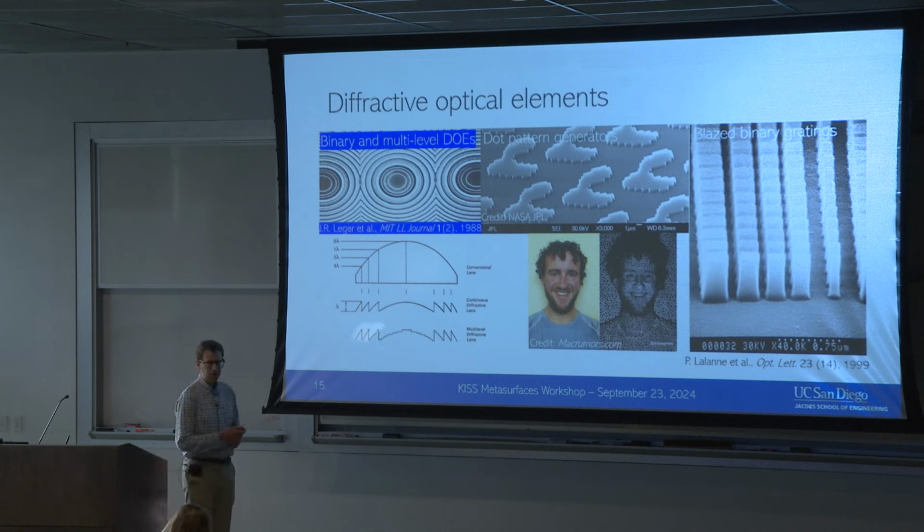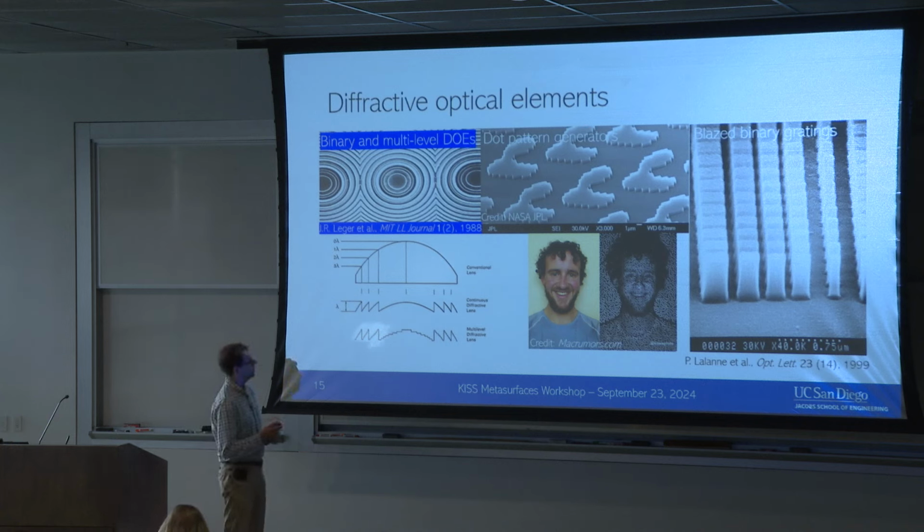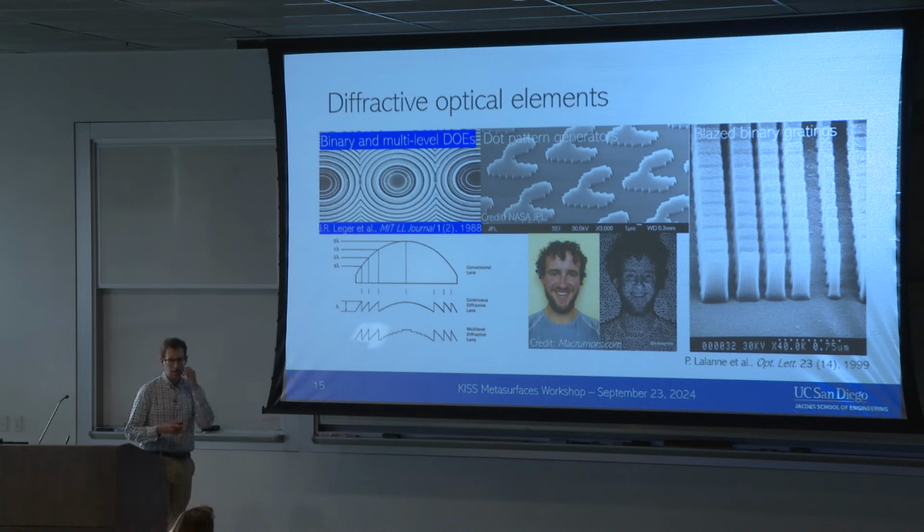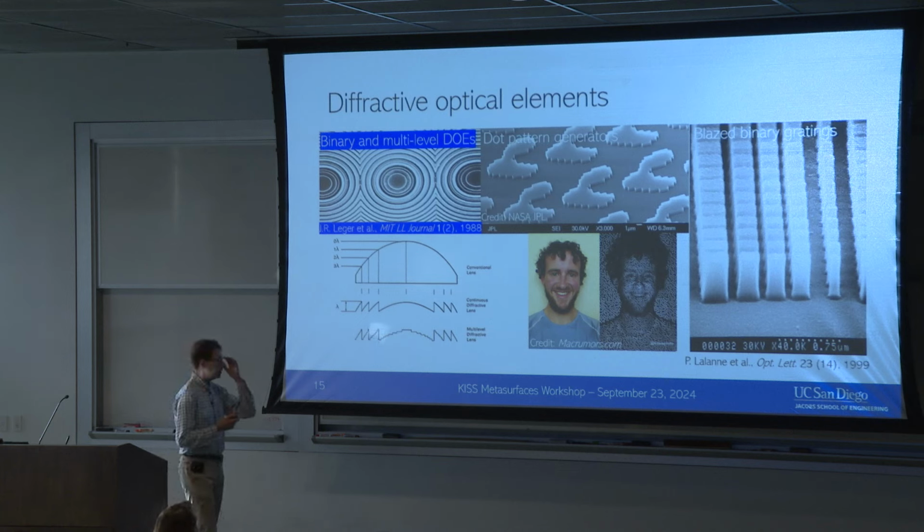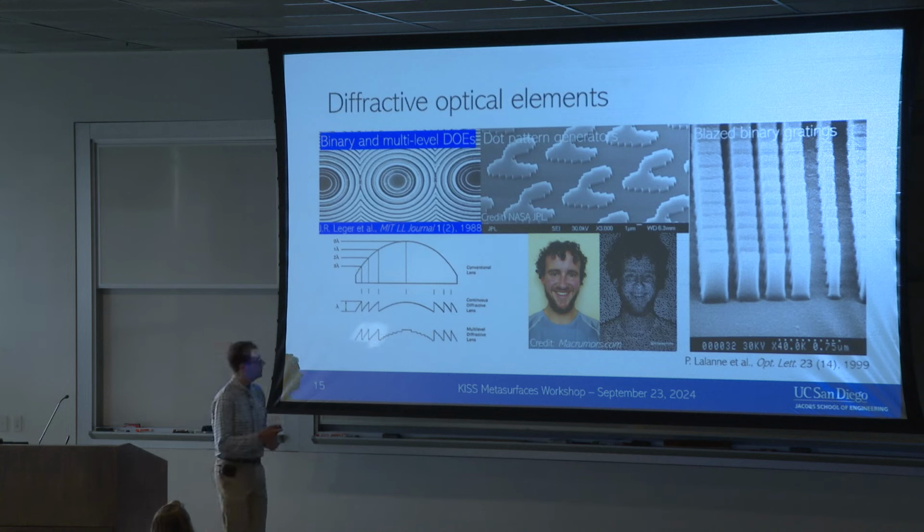People have been working on diffractive optics using electron beam lithography and other semiconductor techniques since at least the 1970s, but it really had a renaissance in the 1980s and the 1990s. I'm just showing a few examples here. Notable is the work that was conducted at MIT Lincoln Laboratory on multi-level diffractive optical elements in the late 1980s. There's a classic paper by Swanson. I recommend you look it up for these multi-level diffractive optical elements.